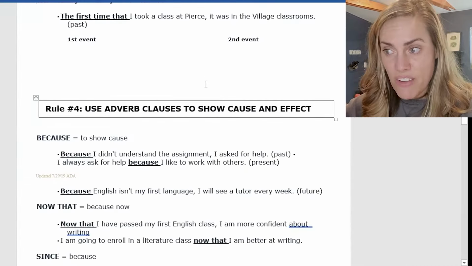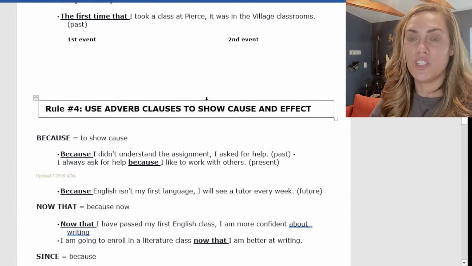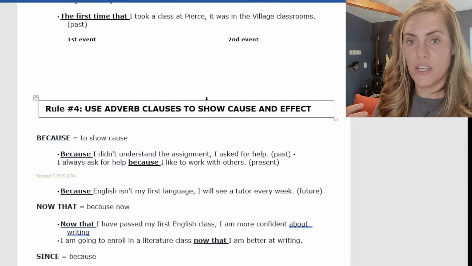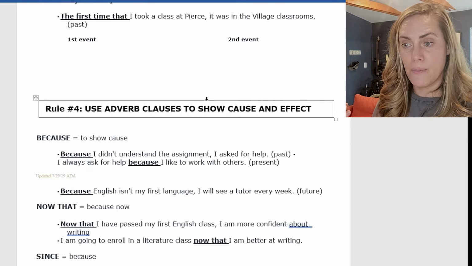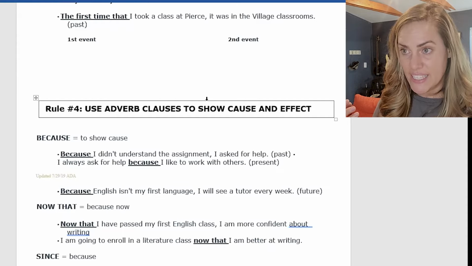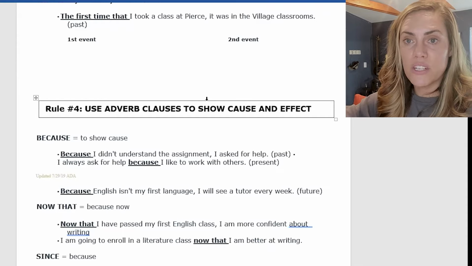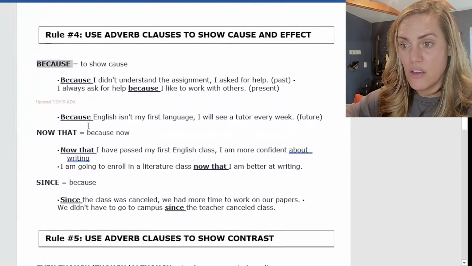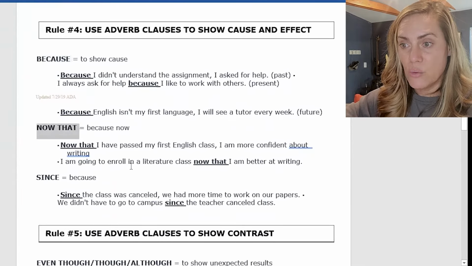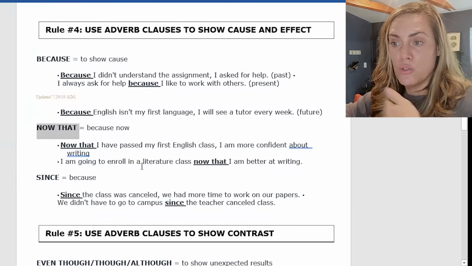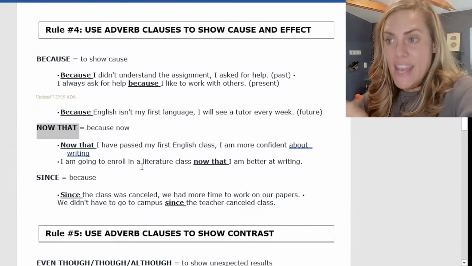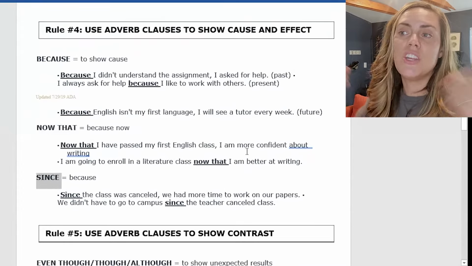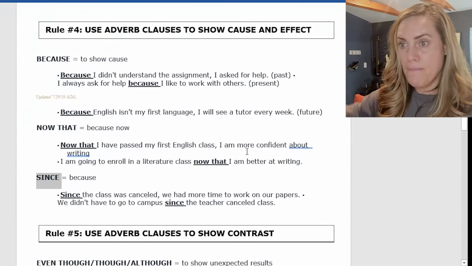There's another type of adverb, and these are the kind that help us show the relationship of cause and effect between different sentences, different ideas. So the main words that we use for those are because, which shows the cause of something, or now that, which also means because now, okay? And then we also can use the word since, which is another way to say because, okay?